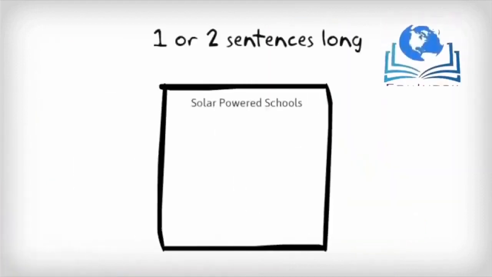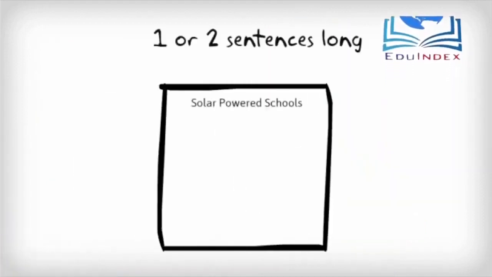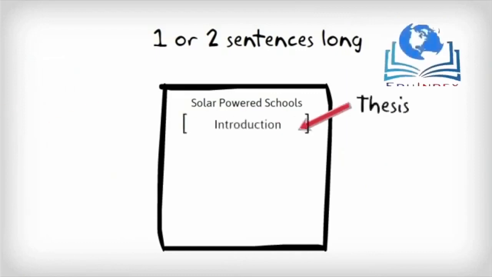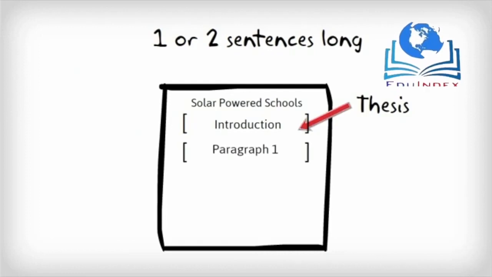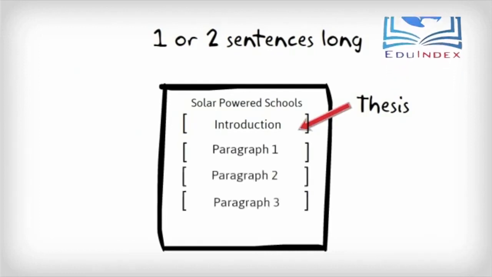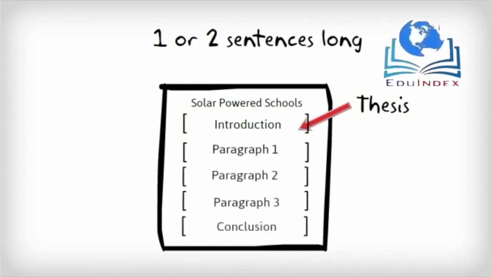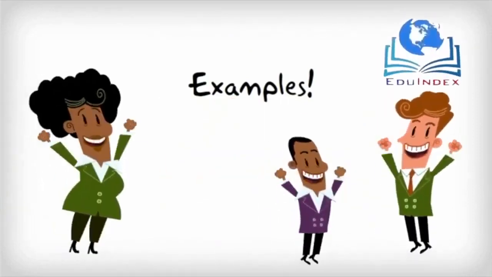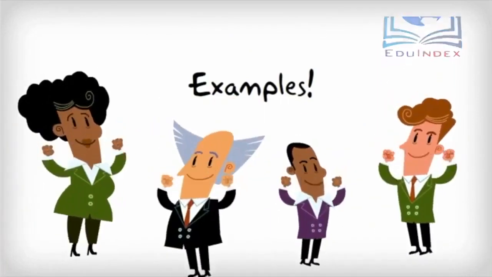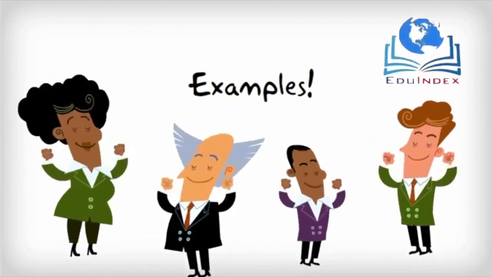Your thesis statement should be 1 to 2 sentences long and appear at the end of the introductory paragraph. You see, placing your thesis at the beginning tells the reader what they should expect for the remainder of your paper. Now let's see some examples of high-quality thesis statements. Can you determine why they are well written?